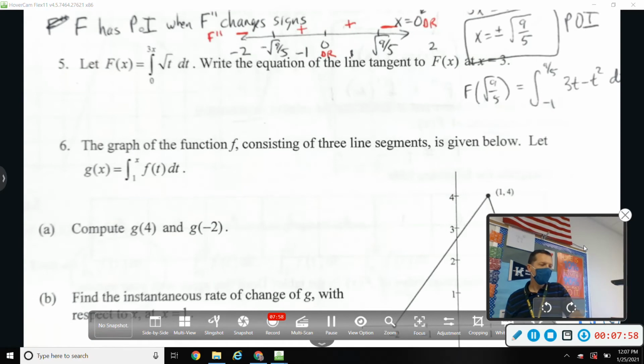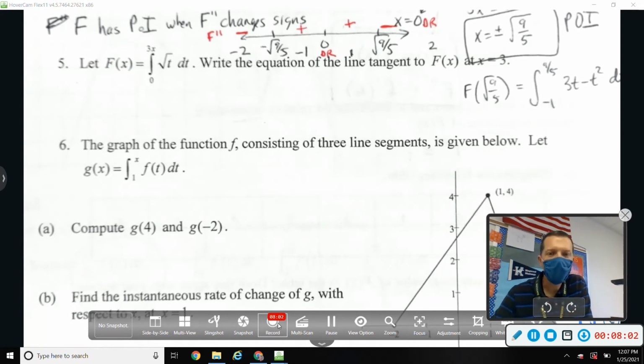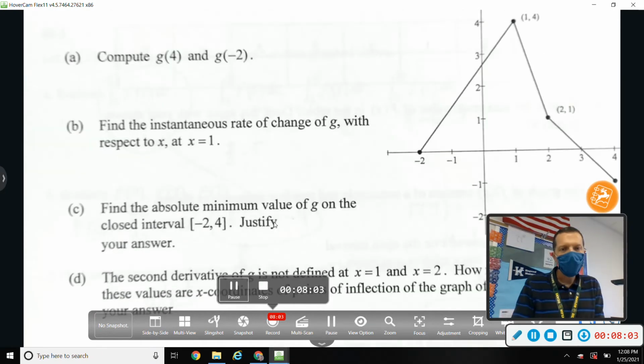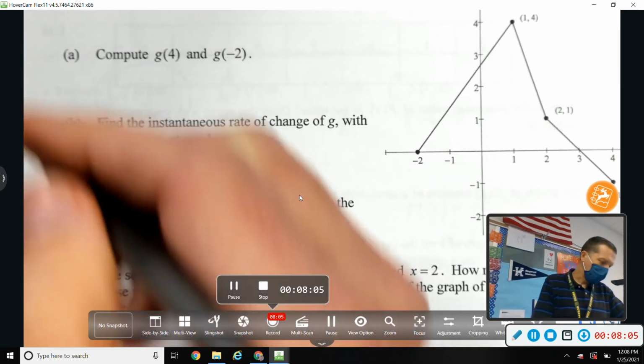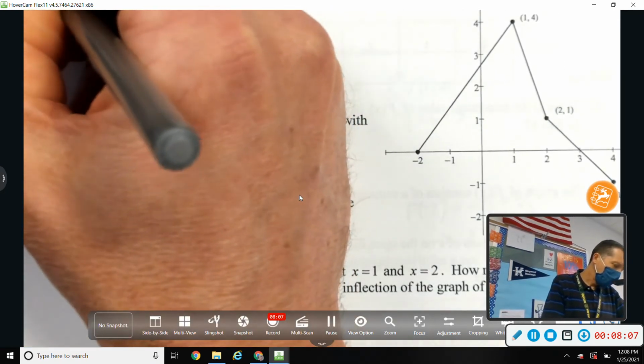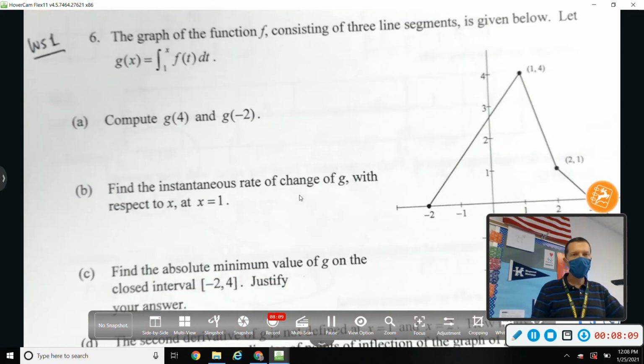All right, so that was number 4. What else? So let's look at number 6 off of worksheet 1, and then we'll move to worksheet 2.